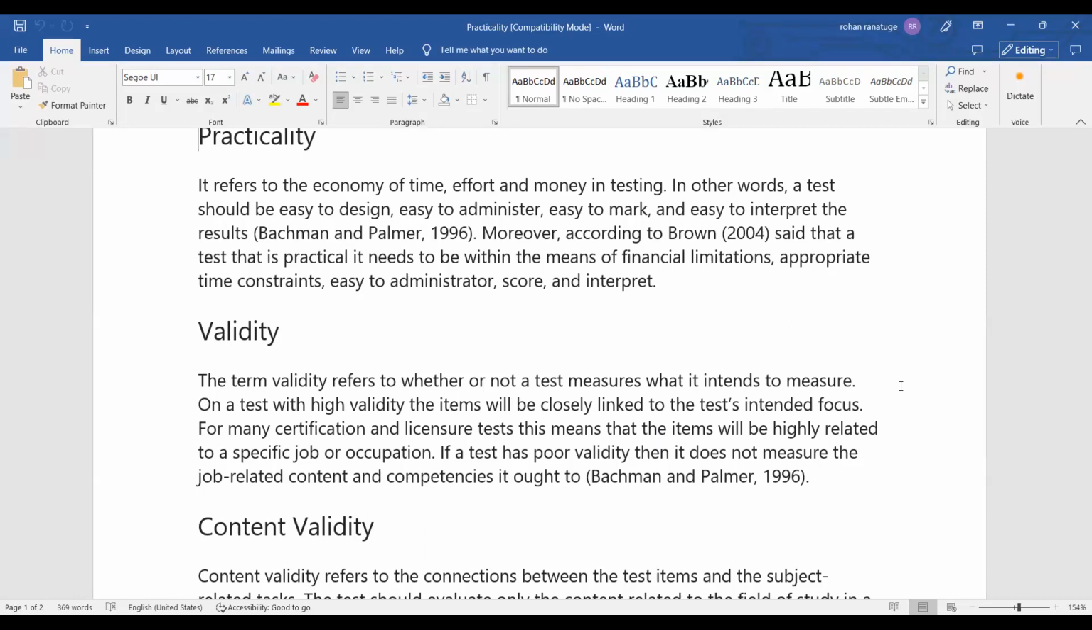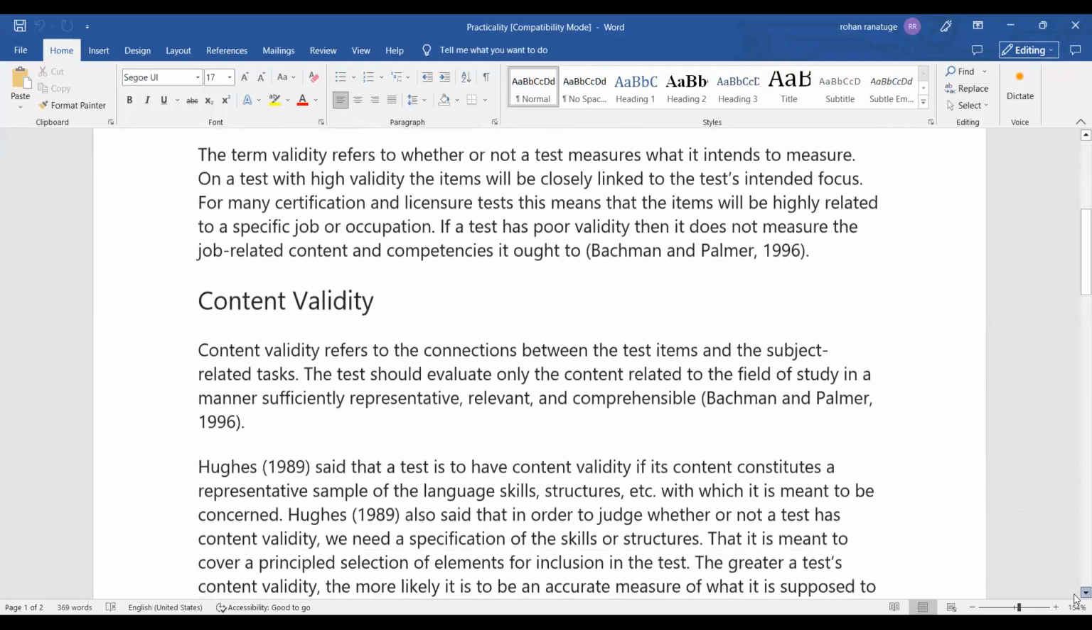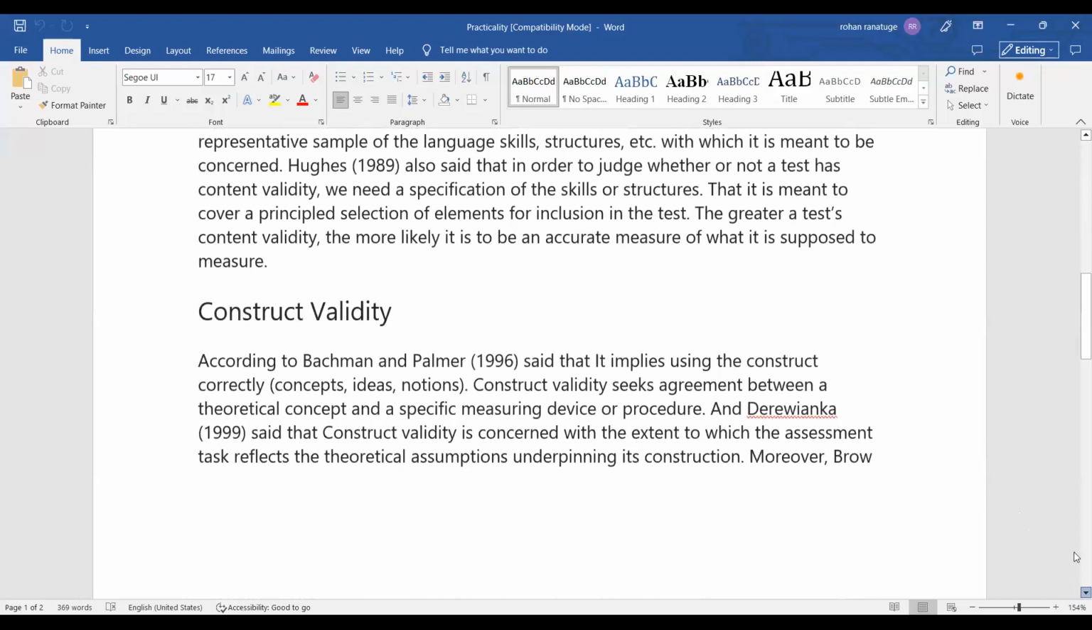If it's a question paper on mathematics, addition and subtraction, and you give them some science questions, the validity is lost. So if it is a valid test, it should really test what we really want to measure. Let me see if we can find some example questions here.